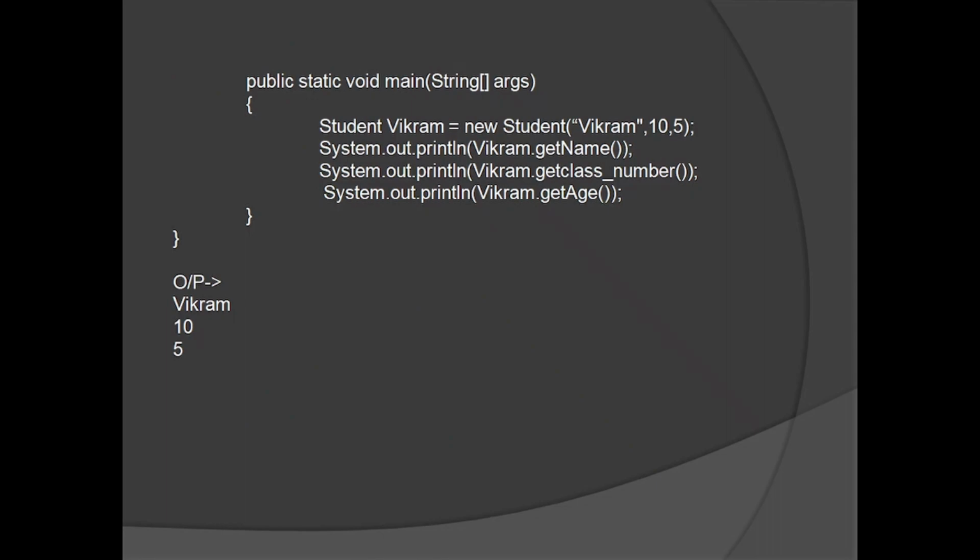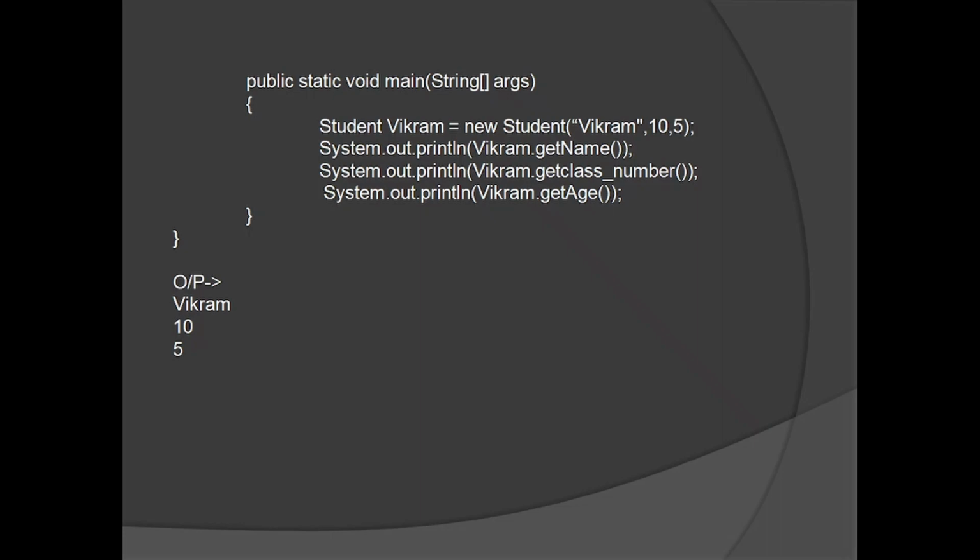Let's move on. In the main method we can see that we are creating an object of Student called Vikram. First, the syntax of creating an object of a class: Student is the type and Vikram is an object of the Student class, and we are giving values like the name of the student, the age of the student, and the class number, and we are printing that too in this case.